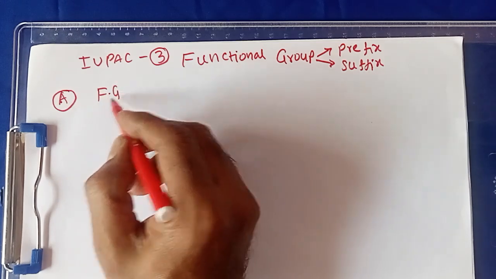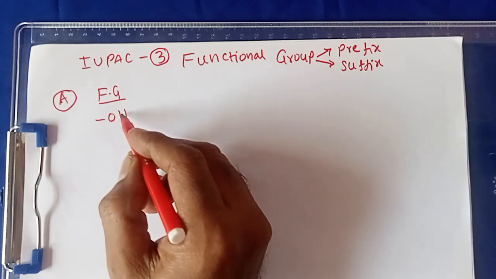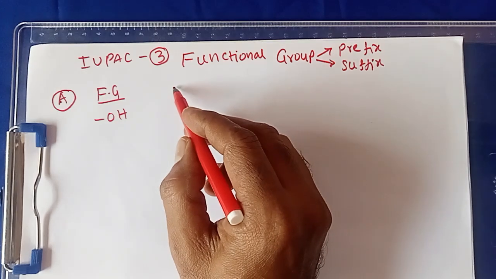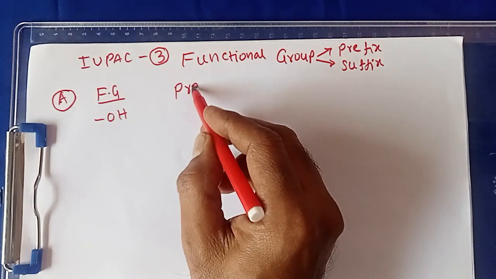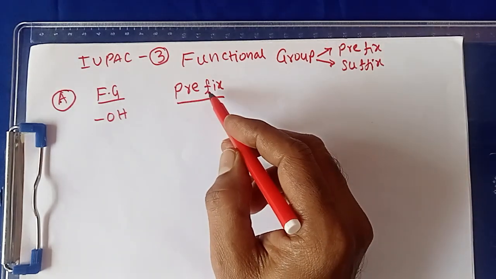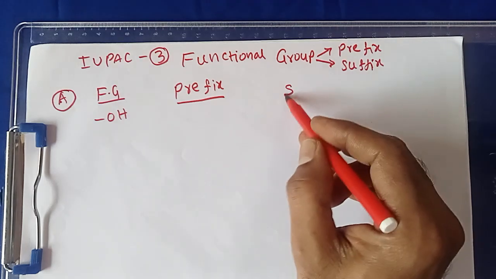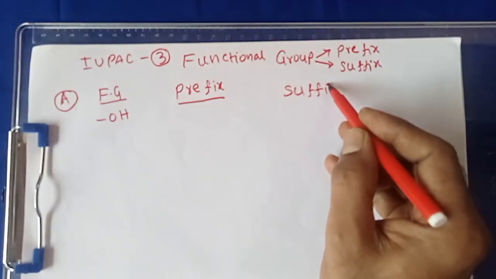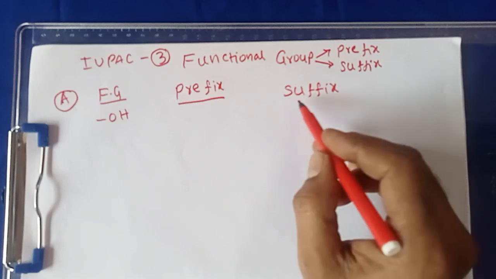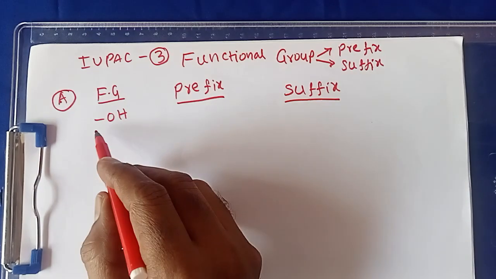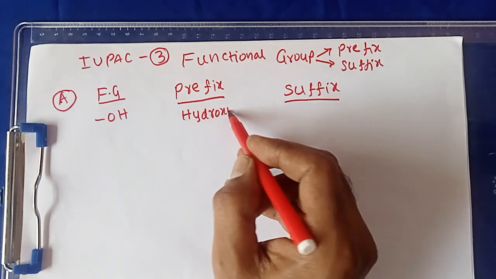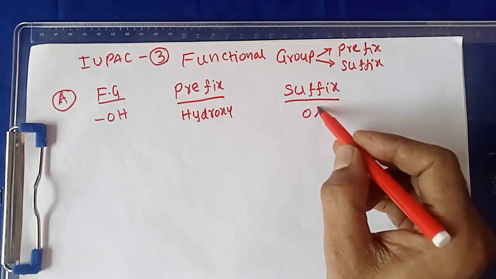FG means functional group. Here OH, alcohol functional group, this name, alcohol. Now, prefix. Pre means before, fix means fixed that position. So before the root word, we fix its position. Next, suffix. Suff means after the end point, fix means fixed that position, suffix. For OH functional group, prefix is hydroxy. Suffix is OL. Okay, it is very simple.